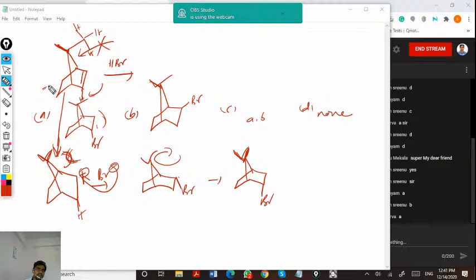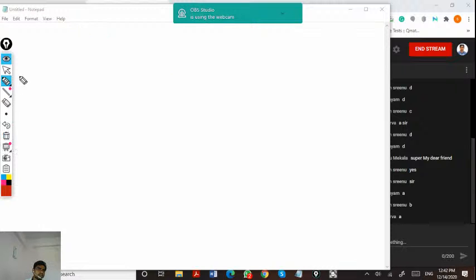So this is about the bicyclic systems. Next we will see based on the reagent system. Here I am taking an allyl system. If I treat it with NBS, what is NBS?